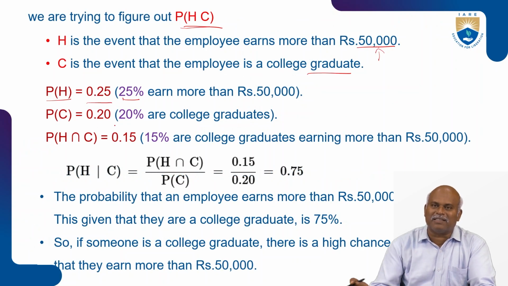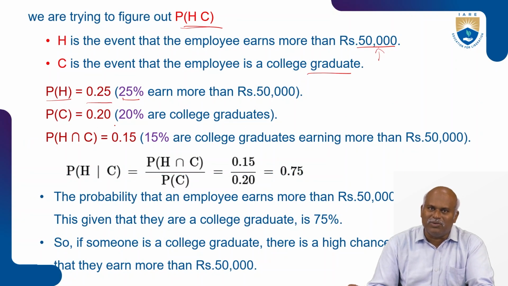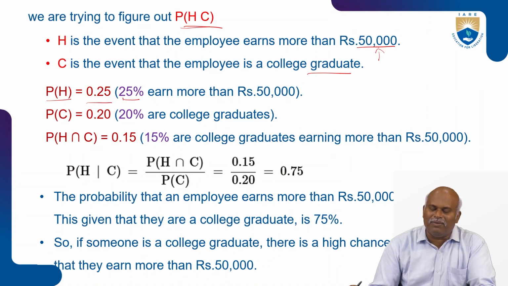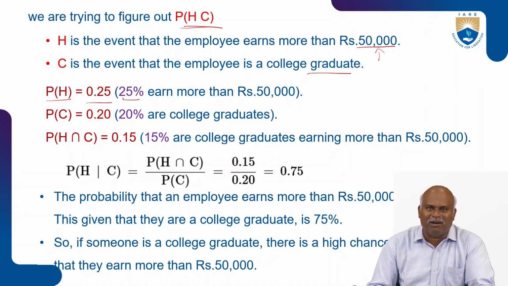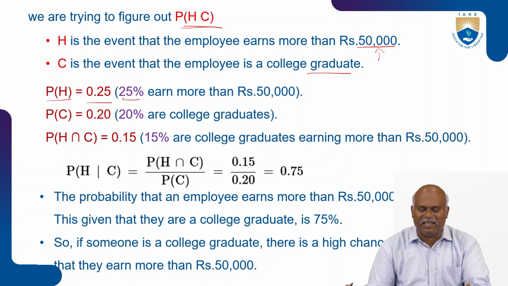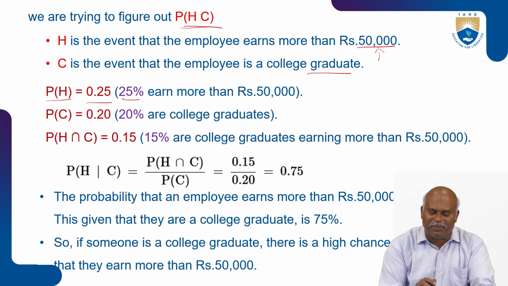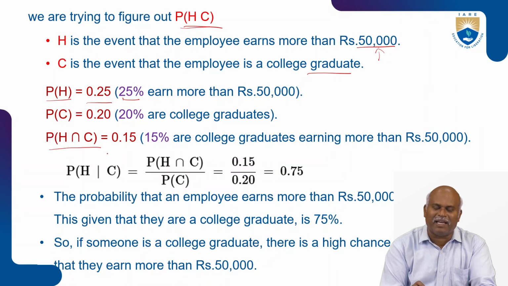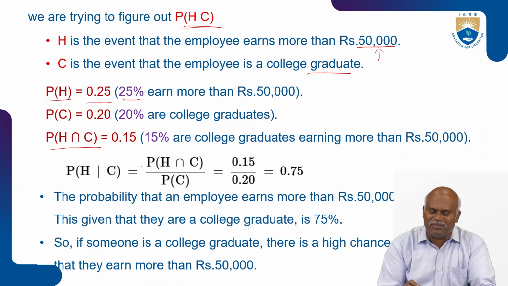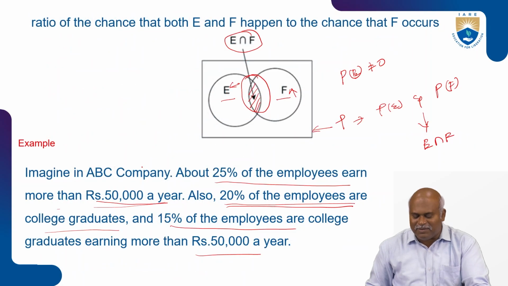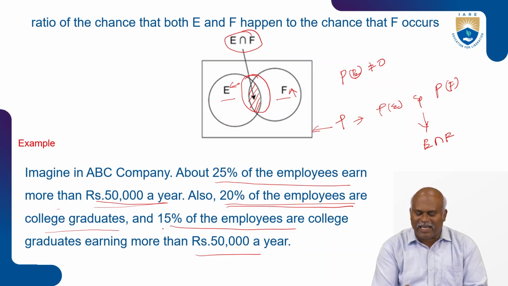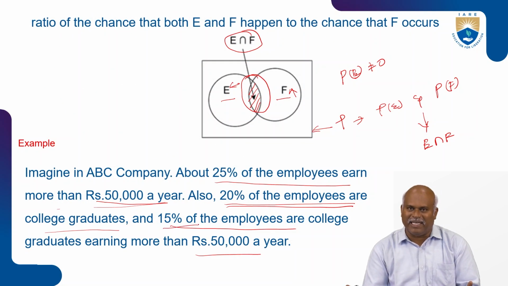20% is called 0.20. That is, 20% are college graduates. Next, we go for the difference between the P of H and C. I represent the P of H and C as 50%. They may be graduated or non-graduated.